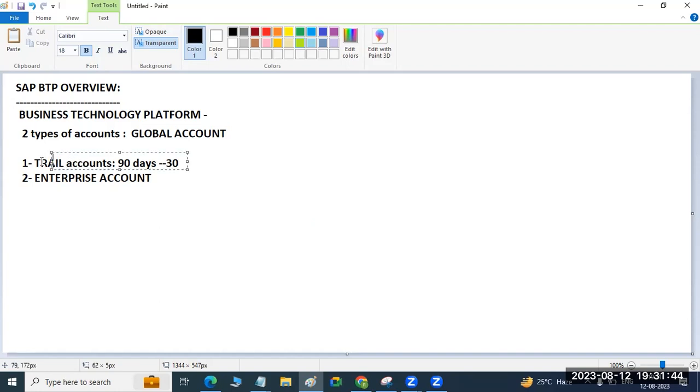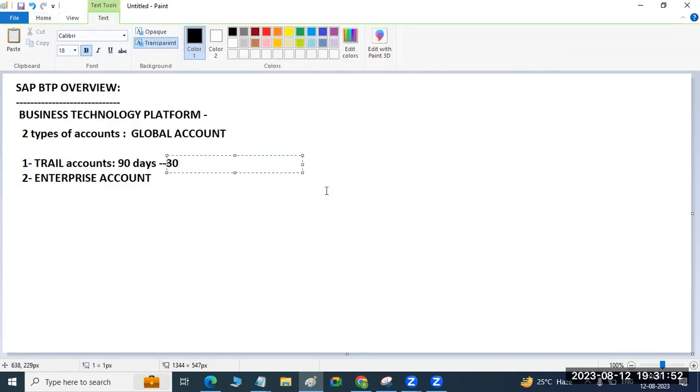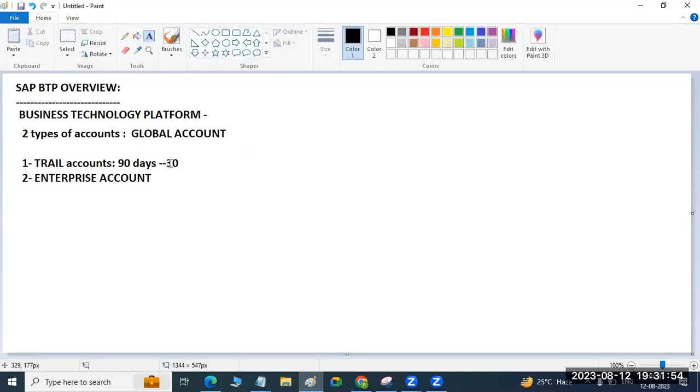It's not a permanent account; trial accounts are valid only 90 days. But within the 30 days, if you don't use it, it will be extended to the 90 days. But within the 30 days, if you are unable to use your trial account, your account will be deactivated. Data will be the same, but your account will be deactivated in the trial accounts.